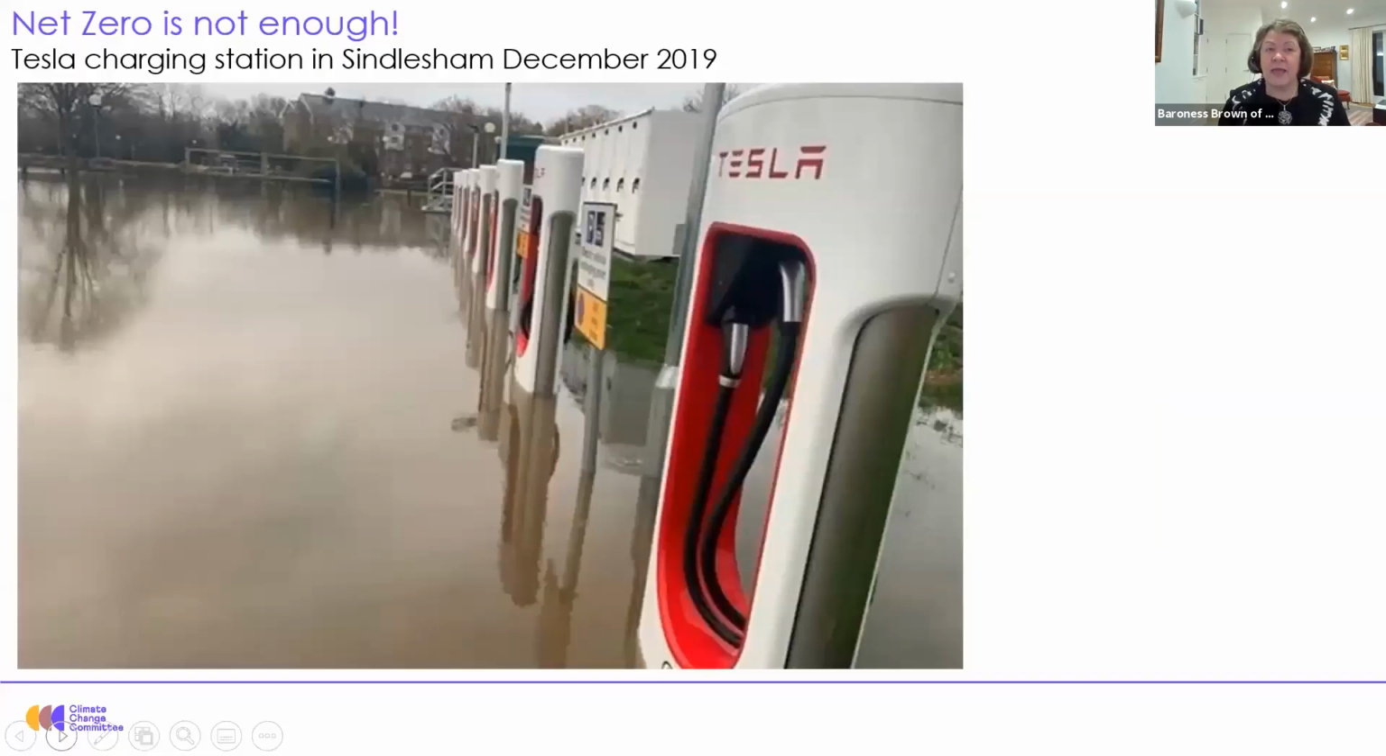So just three final thoughts for you. This is, I think, a good reminder that we need both to mitigate and to adapt. There's no point in having all this fancy new technology to help us have zero emission cars if we don't remember that the climate is changing and we need to take that into account, and in this case, flooding.